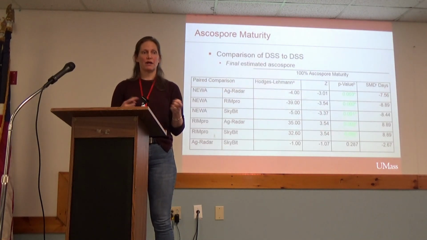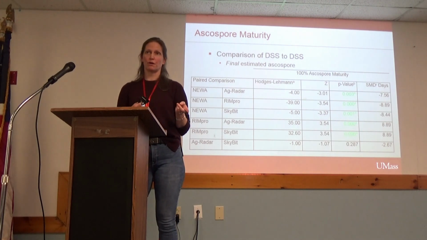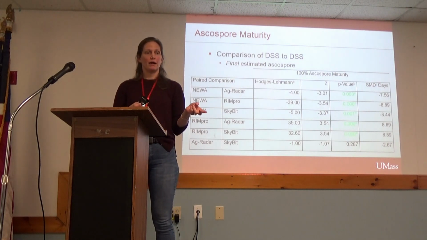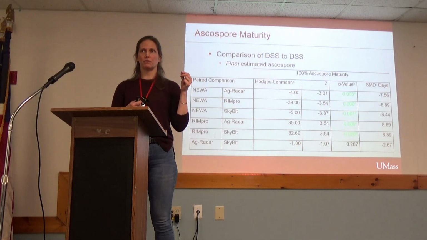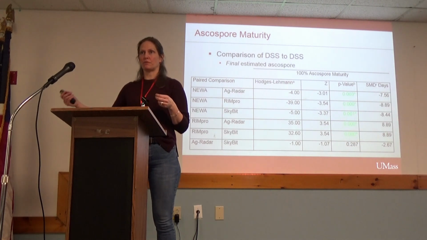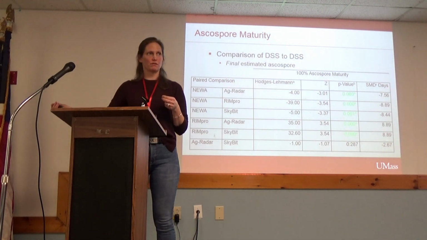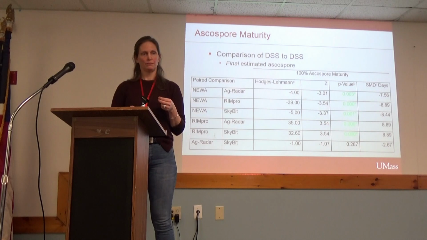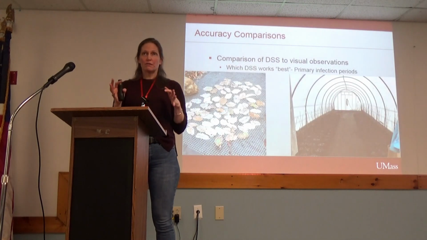So when compared to each other, the only ones that weren't different were Skybit and AgRadar. So NIFA estimated their final spore to be available and spent prior to AgRadar, RimPro, and Skybit. RimPro, again, estimated their spore to be available longer than the other decision support systems. So that was the ascospore maturity component.